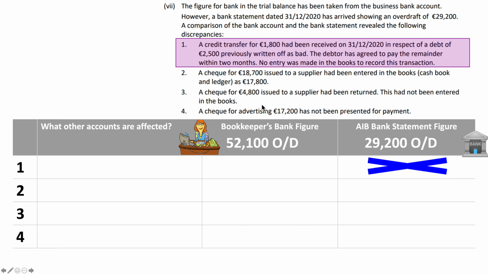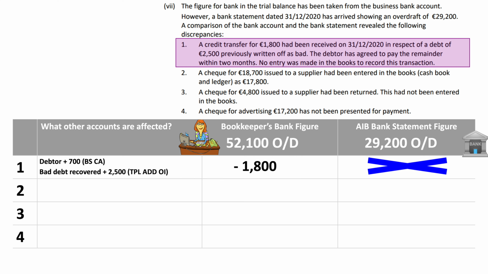So we need to record the transaction. What will happen to the bookkeeper's overdraft figure when 1,800 comes into the bank? It will reduce the overdraft figure, so we will minus the 1,800 there. Then we'll say, well, we received 1,800 from the debtor that was previously written off as bad. They've agreed to pay us the remainder within 2 months. So therefore, the amount that they owe us within the next 2 months is 700. So we will add 700 back to the debtor.